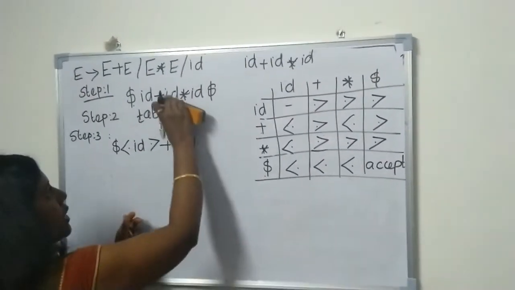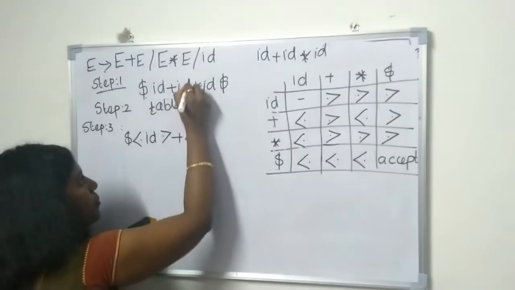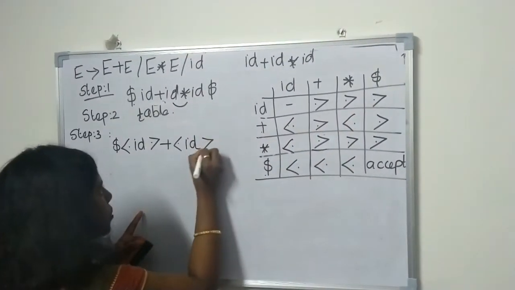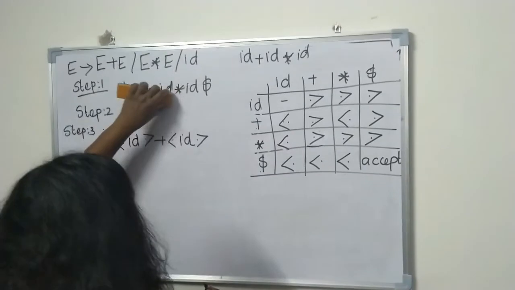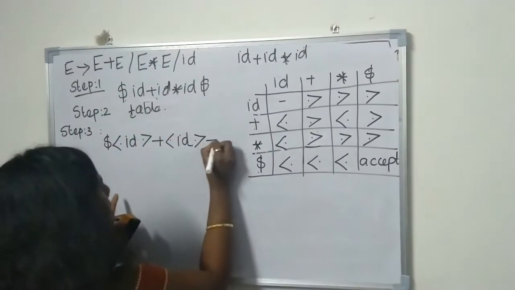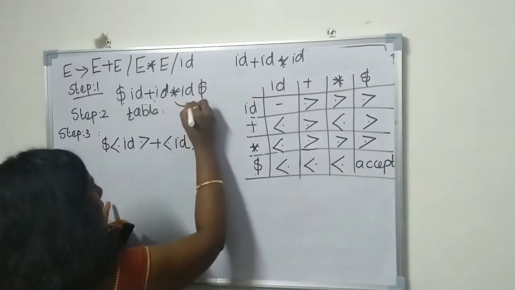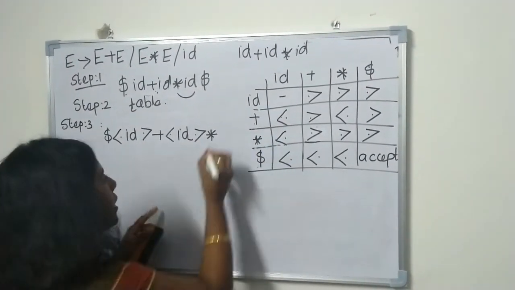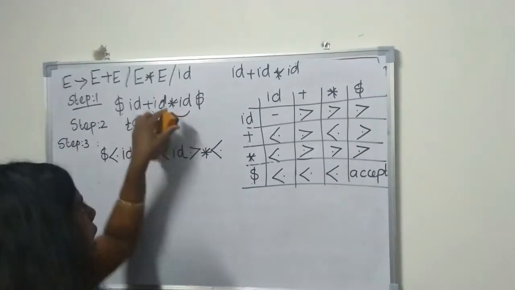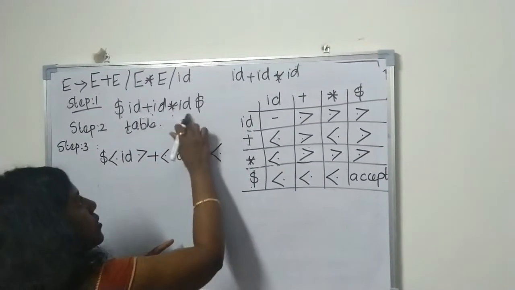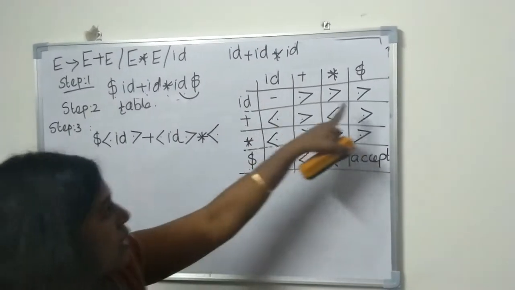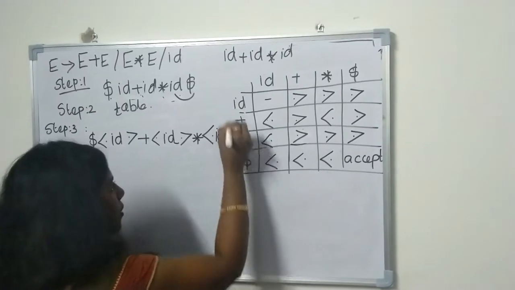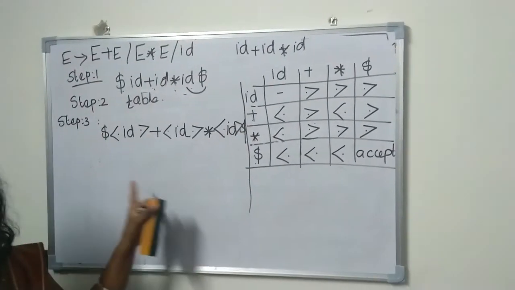Now I am going to check ID and star. ID and star have greater priority, so I am writing greater than. Then check star and ID. Star and ID has less priority, so less than. Now the last ID and dollar. ID and dollar is greater priority. ID, greater than, dollar. This is your next step.